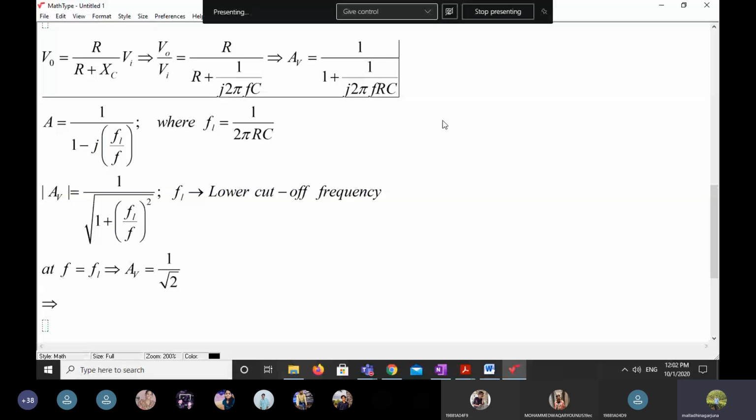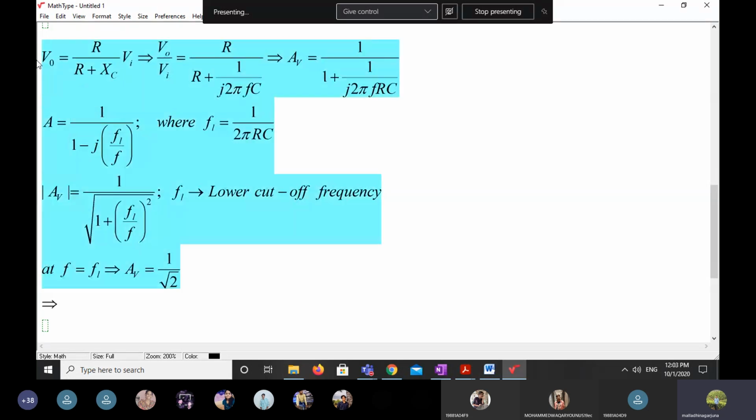Okay, so this is a single stage lower cutoff frequency. Now let us go with the next filter. Are there any doubts in this? Any doubts?